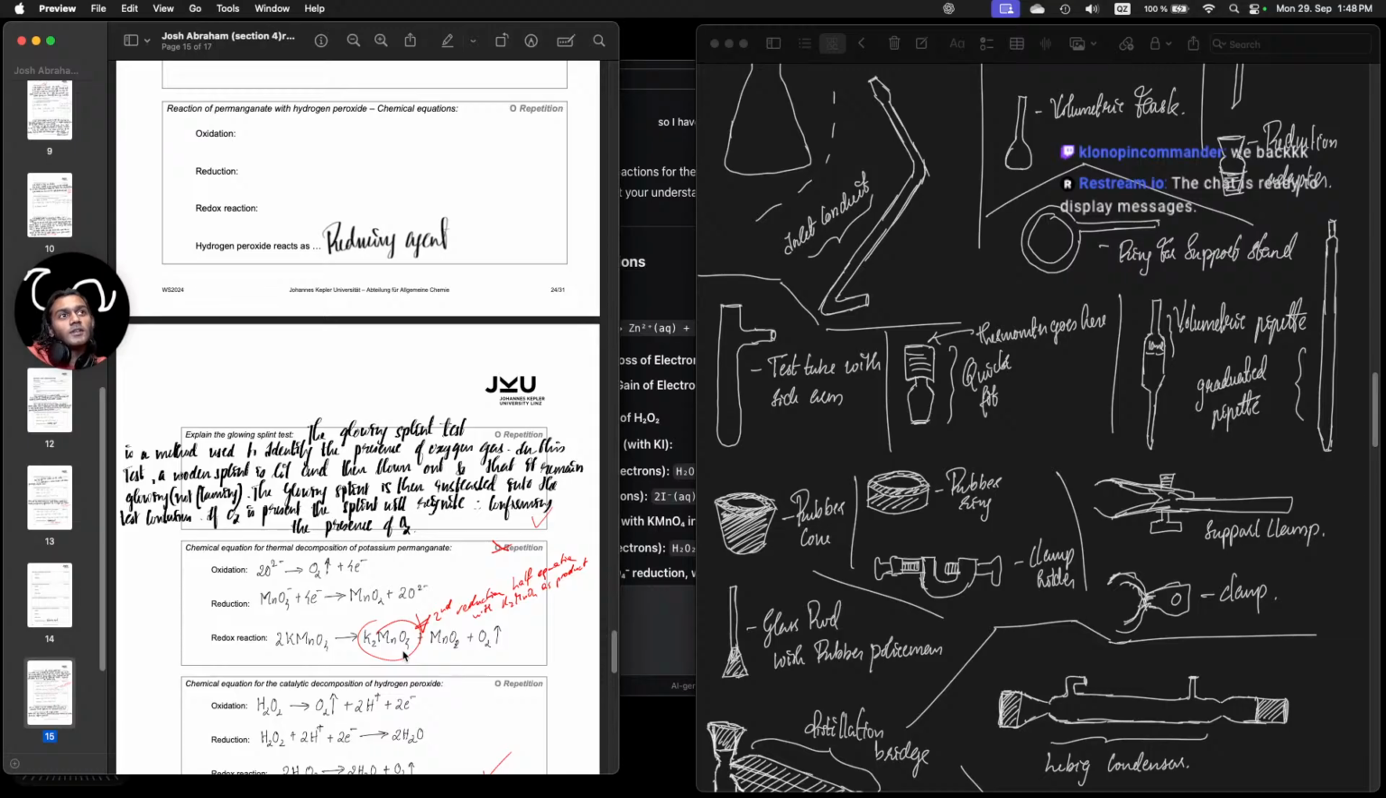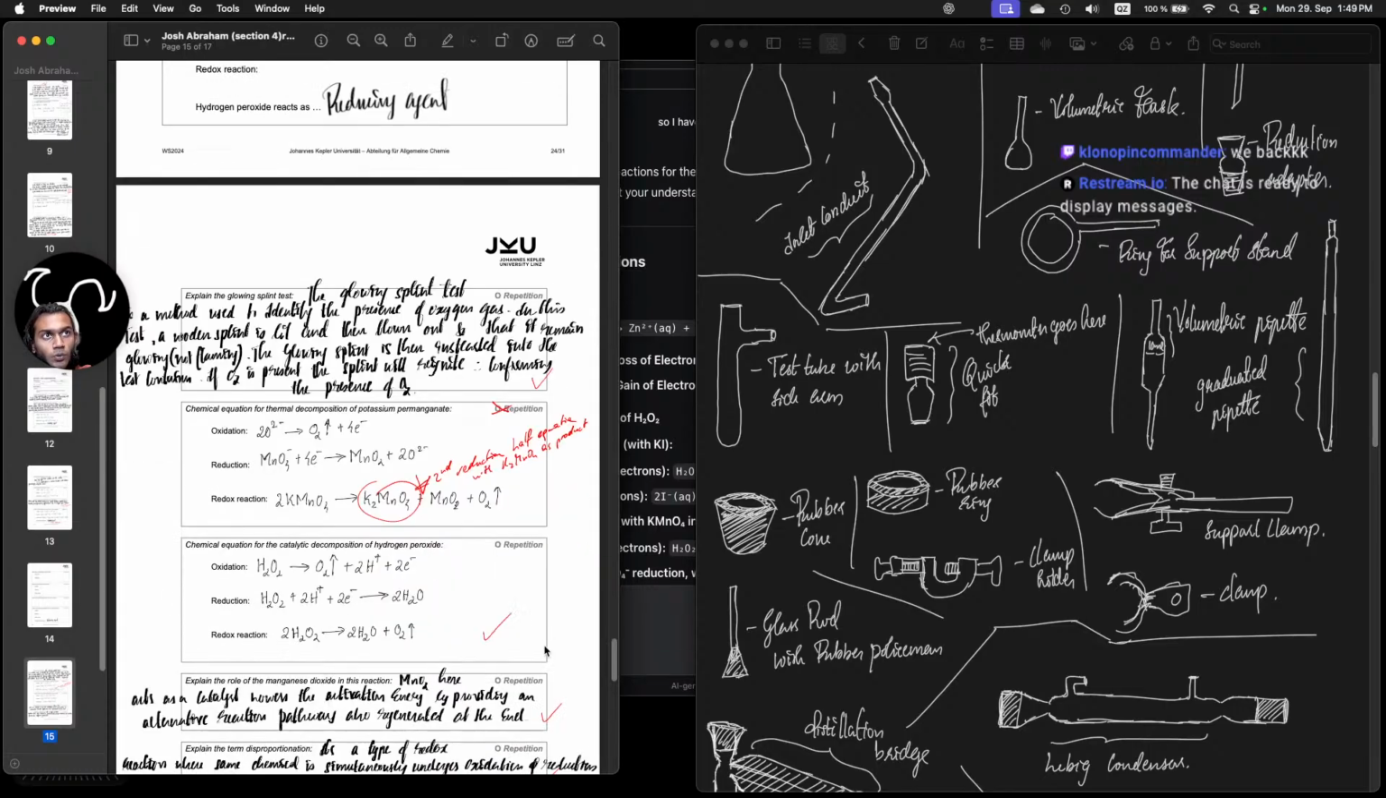Explain the glowing splint test. The glowing splint test is a method used to identify the presence of oxygen gas. In this test, a wooden splint is lit and then blown out so that it remains glowing, not flaming. The glowing splint is then inserted into the test tube. If O2 is present, the splint will reignite, confirming the presence of O2.